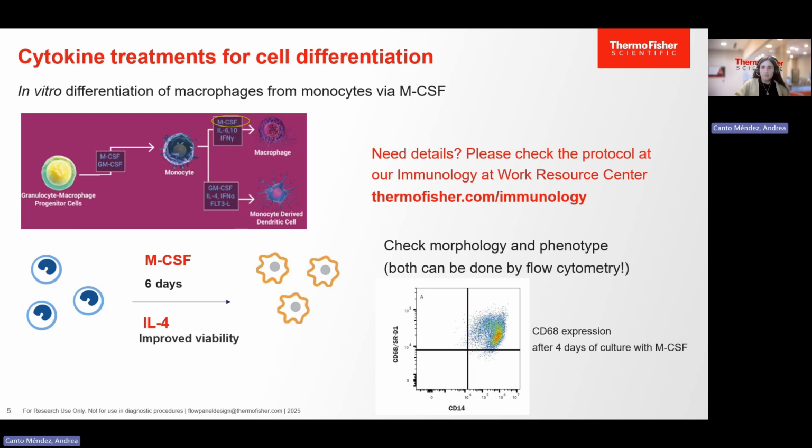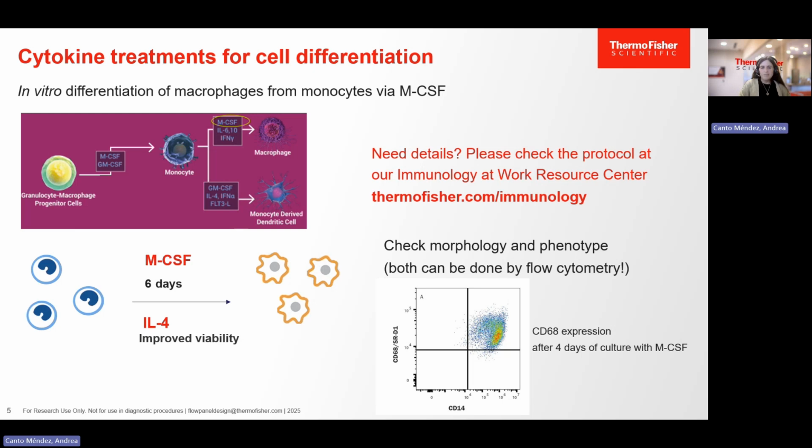Interestingly, we can check both morphology and phenotype at the same time via flow cytometry, and we can do that not only with the scatter signals, but also using a flow cytometer that is equipped with a camera, with imaging features, so we can measure both things simultaneously. I'm not going to go into details for this seminar, as this is something we are going to cover in the next Let's Talk Flow series.